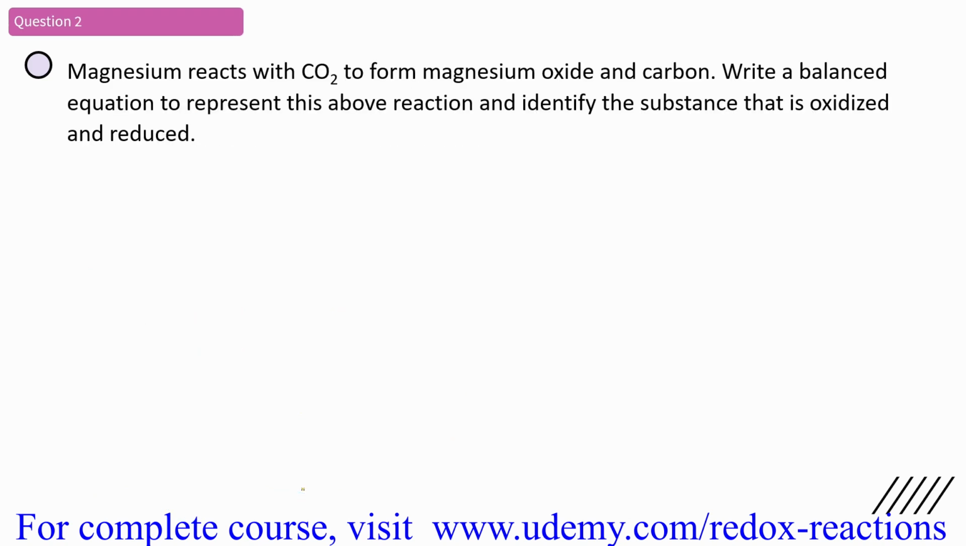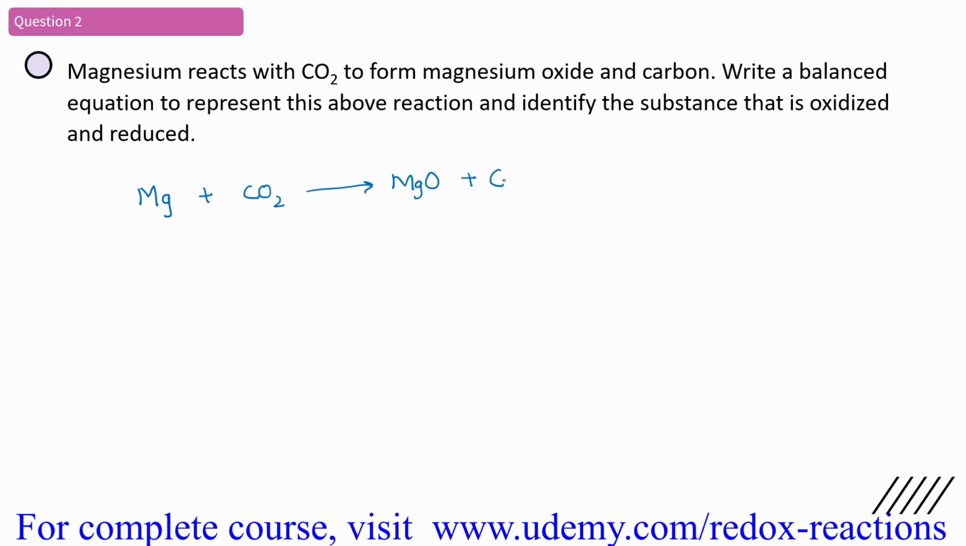Moving to the second question, we have magnesium reacting with carbon dioxide to form magnesium oxide and carbon. We need to write a balanced equation to represent the above reaction and identify the substance that is oxidized and reduced. So here we have magnesium reacting with carbon dioxide to form magnesium oxide and carbon.